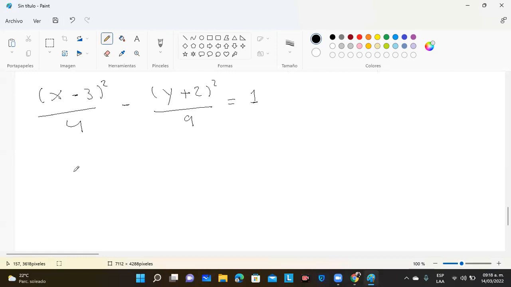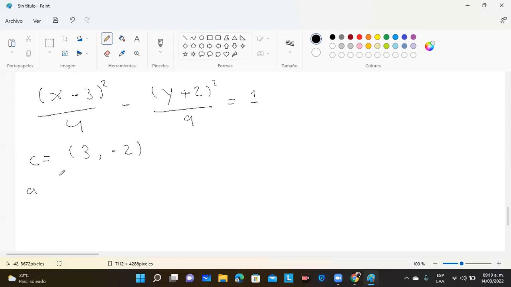So now let's start with finding a, b, and c, okay? First, we can know where the center is, right? The center is going to be h, comma, k. So as h is 3, the center is going to be 3, comma, and as this 2 is positive, we take it as the negative number, which is negative 2, okay? So the center is going to be 3, comma, minus 2.